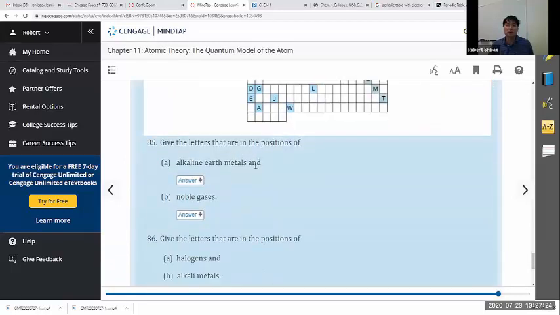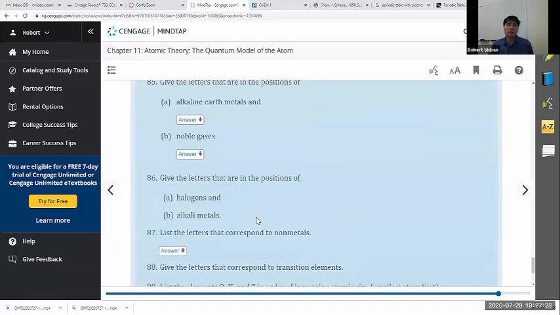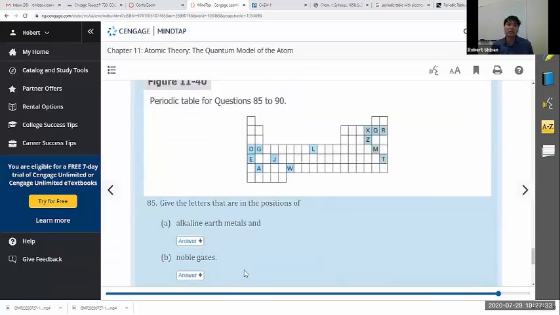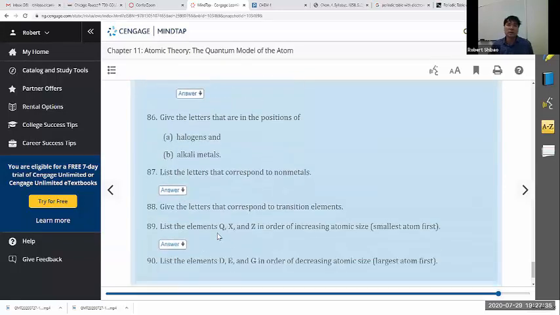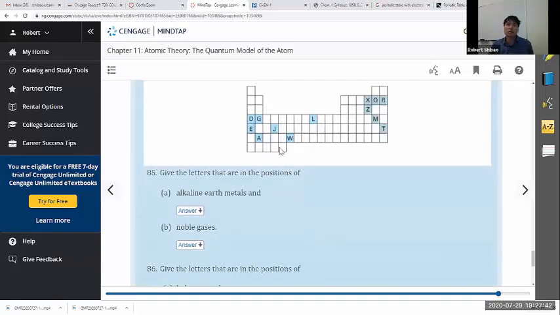Give the letters that are in the positions of alkaline earths, noble gases. List the letters that correspond to nonmetals, all these. List the elements Q, X, Z in order of increasing atomic size. Okay. Smallest first. Q would be the smallest. X is bigger, and Z is the biggest because that has another shell entirely, another shell of electrons.